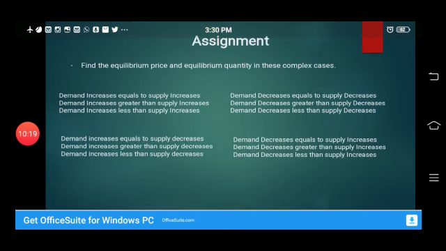Okay? Now this is an assignment. You need to make all these 12 graphs and send them back to me.